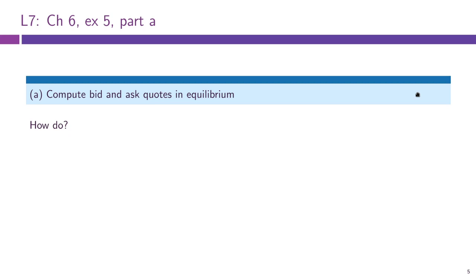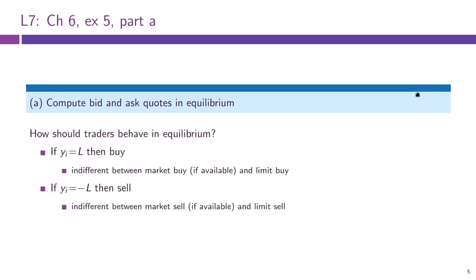Quotes must be such that traders are indifferent between market and limit orders. And we have a winner. That's exactly right. So basically, as usual, we start by guessing what kind of trader behavior we want to see in equilibrium. And then we find the prices that generate this behavior and we verify that it is actually an equilibrium.